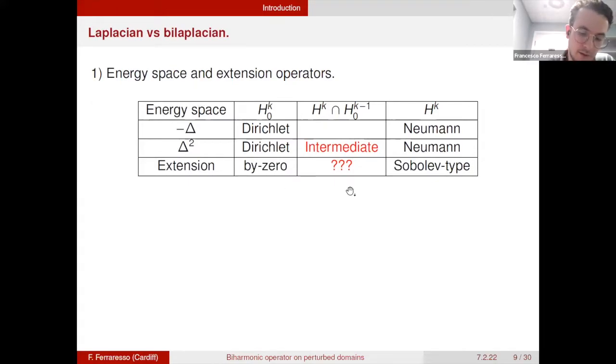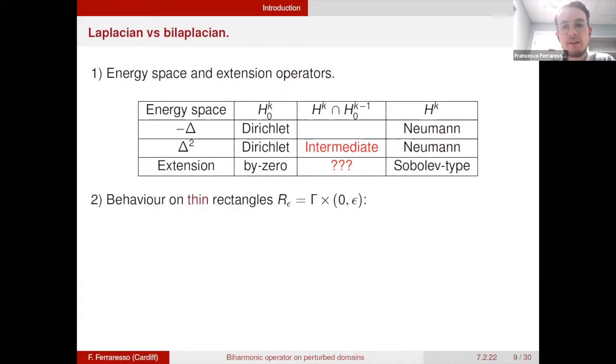biharmonic and Laplacian. Another one that I would like to point out is the behavior on thin rectangles. So if you have a rectangle R epsilon that is given as the product of gamma and (0, epsilon), gamma here is just, you can imagine, a one-dimensional curve.